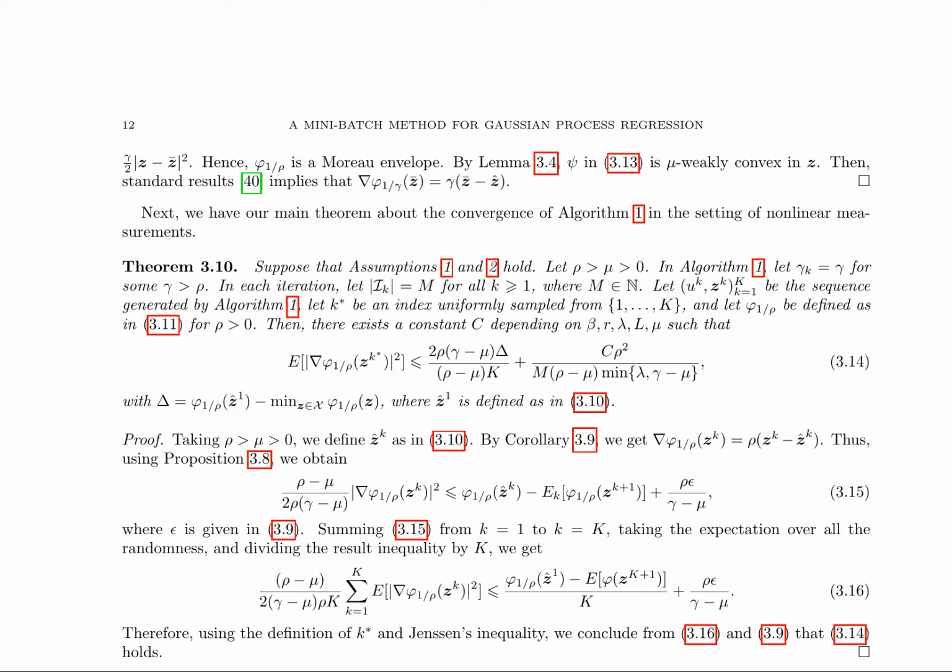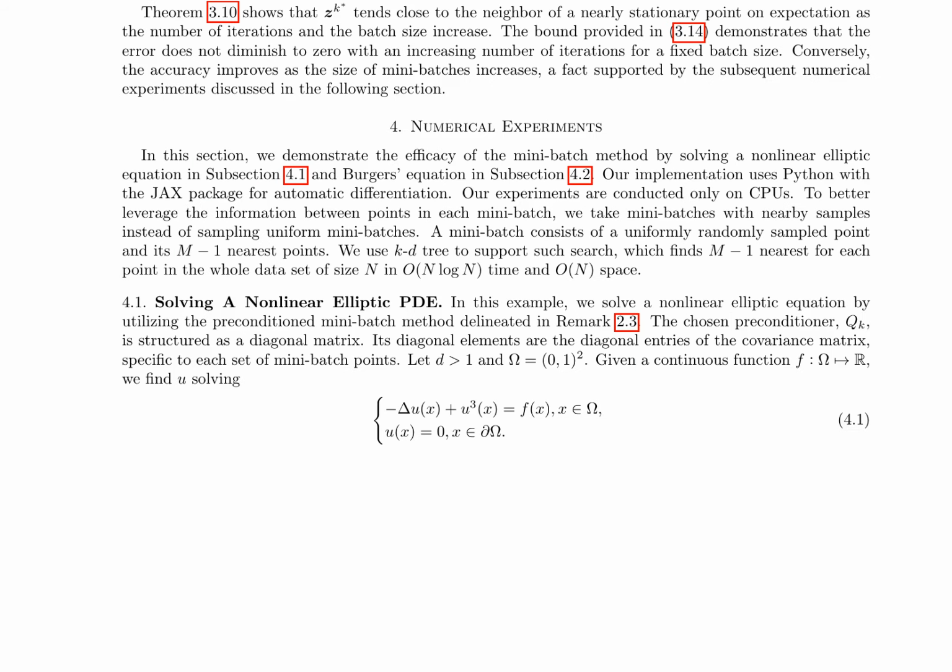The authors propose a novel mini-batch method for Gaussian process regression, reducing computational complexity and memory requirements compared to traditional methods. The algorithm utilizes stochastic gradient descent with a mini-batch of data points sampled from the dataset. The authors prove that the sequence generated by the algorithm converges to a nearly stationary point as the number of iterations and batch size increase.